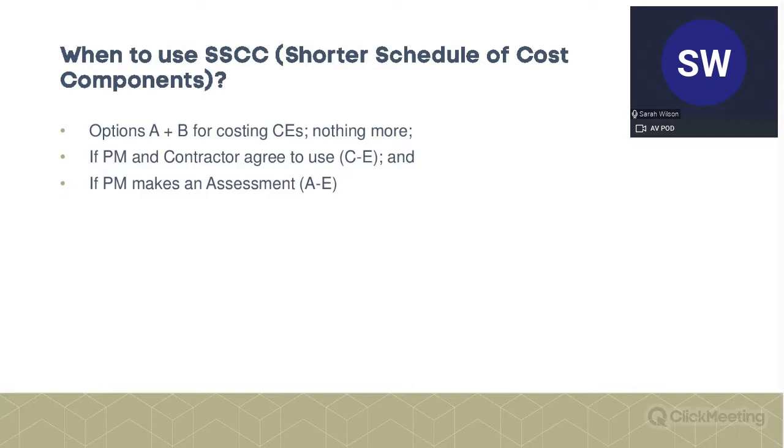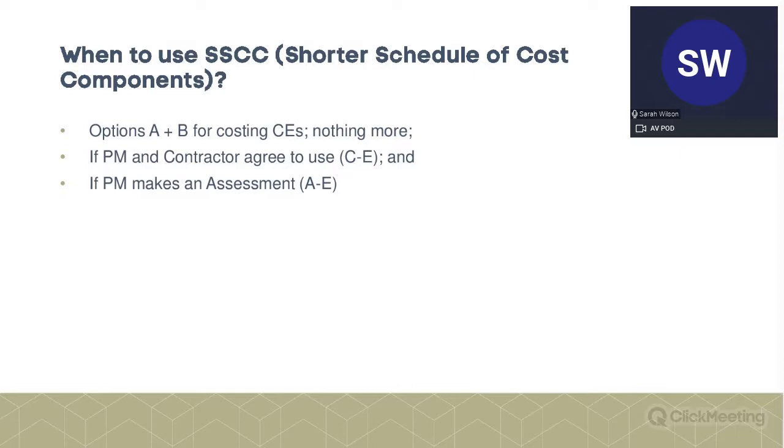It's really only relevant for quantifying compensation events, so effectively changes to the work, and what we would refer to as loss and expense under JCT. So that's why, if you think about it, it's logical that you would have a shorter schedule of cost components, because it's only used for compensation events. It's not as important as it is for options C, D, and E.